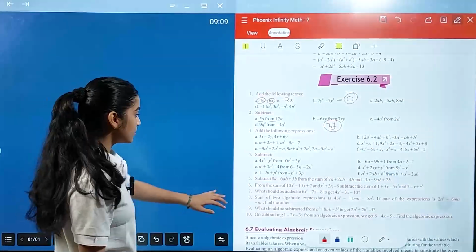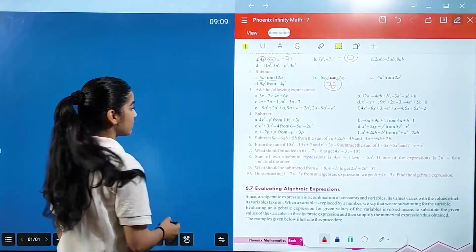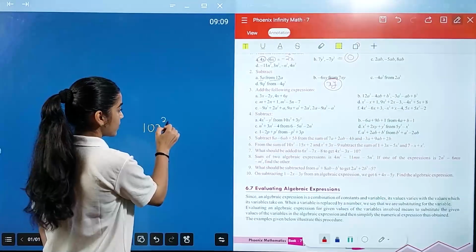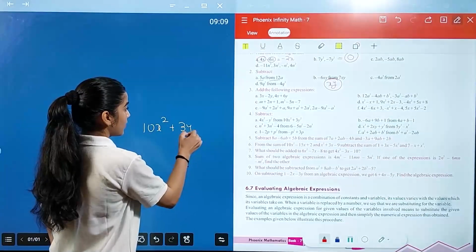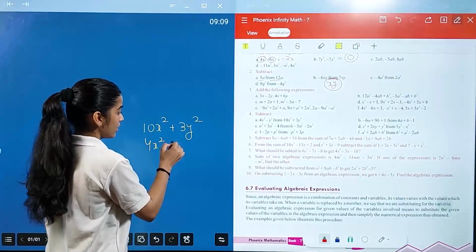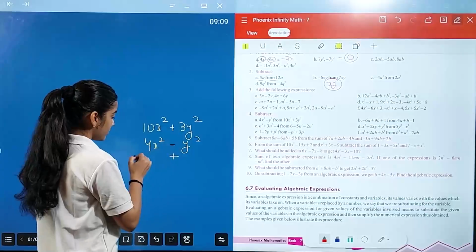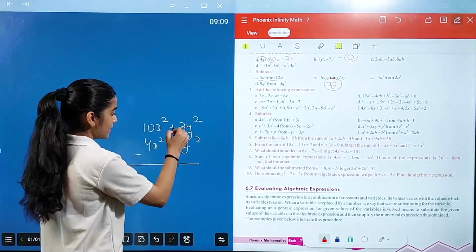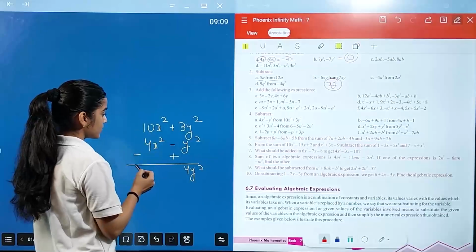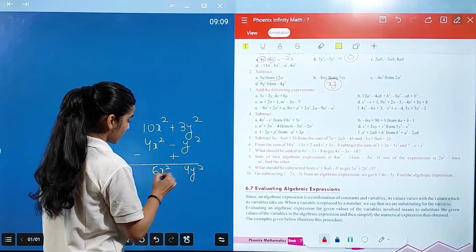Now we have question number 4, where we have to subtract 4x square minus y square from 10x square plus 3y square. Okay, so 4x square minus y square. We have to take the opposite of the second term, right? So here we have minus and minus is plus, so 4y square in total, and minus and plus is minus, so 10 minus 4 is 6. So your answer is 6x square.